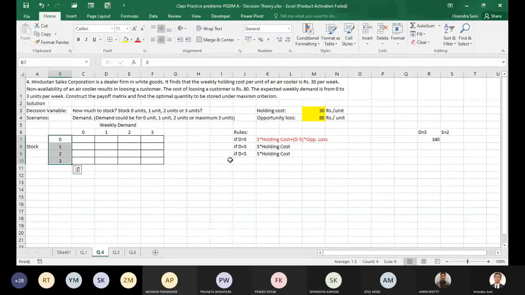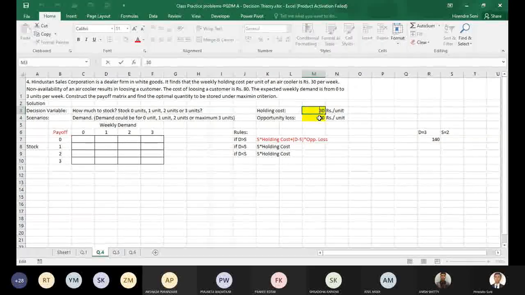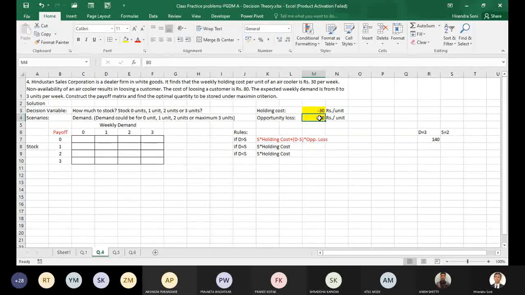Then we start working around the payoff. This is your payoff matrix. In reality, here the payoff, if we look at it, would be negative because it's cost. So the holding cost and the opportunity cost that we are going to put up, because it's not profit, we can put it as negative. Because it's a cost, you are not getting anything in return. So either I take this as negative or I convert it into negative at the time of computation.